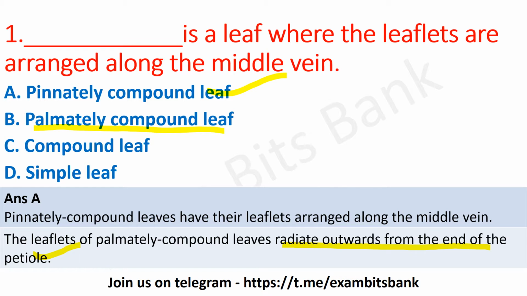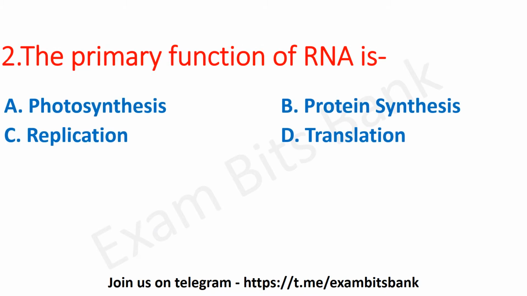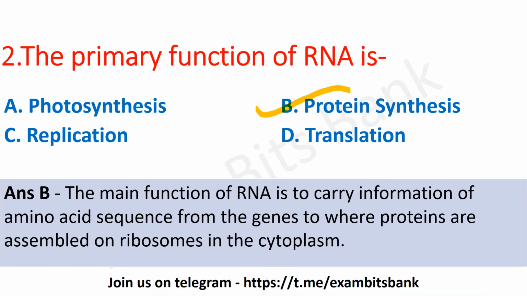Moving on to next question. The primary function of RNA is, the options are photosynthesis, protein synthesis, replication or translation. Correct answer for this question is option B, protein synthesis. So the main function of RNA is that it carries information of amino acid sequence from the genes to where proteins are assembled on ribosomes in the cytoplasm.